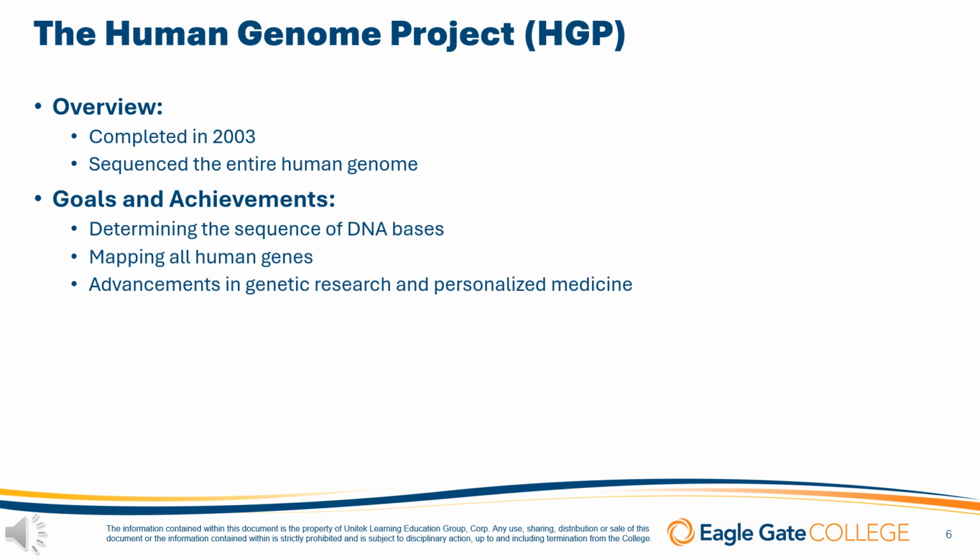One of the core achievements of the HGP was determining the sequence of the DNA bases. This accomplishment means that scientists now know the exact order of the 3 billion base pairs that make up the human genome. This sequence information is crucial for identifying the locations of genes and understanding their functions.